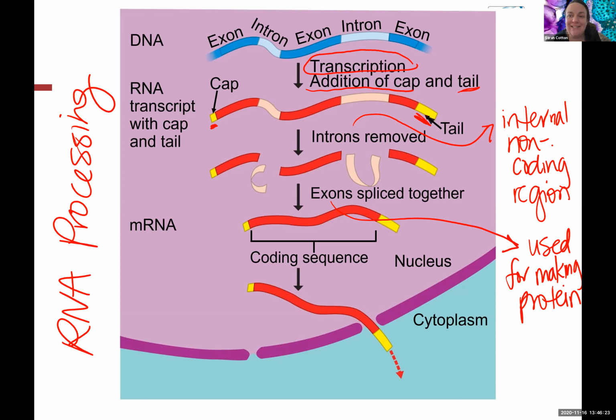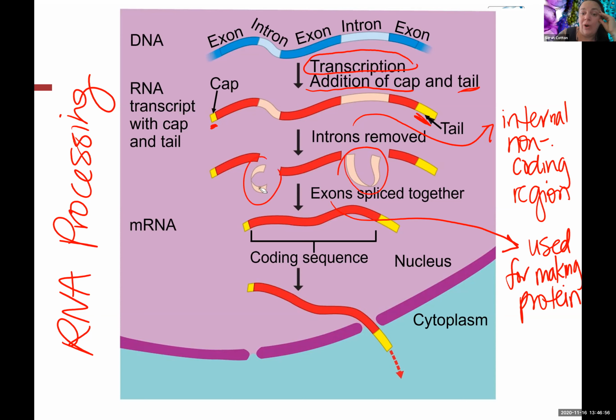The way that I like to think of the cap and the tail is they're like little bumpers that protect the RNA, because the RNA has to go from inside of the nucleus out into the cytoplasm, and there's all kinds of things it could run into. So they're like little bumpers that protect the actual message, protect the code, if you will. So a cap and a tail are added, and introns are removed. There's an intron, here's another intron.